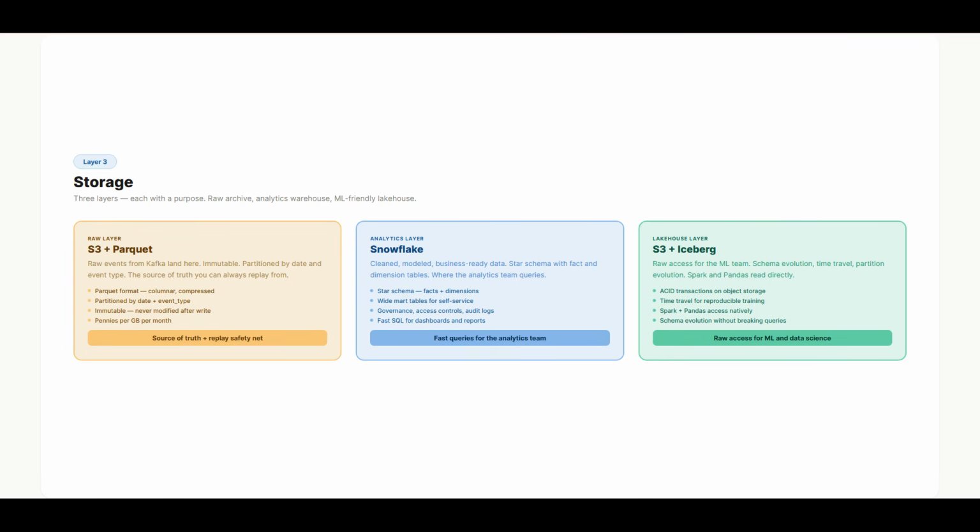Cleaned and modeled data lives in Snowflake. That's where the analytics team queries. An Iceberg lakehouse layer gives the ML team raw access through Spark.